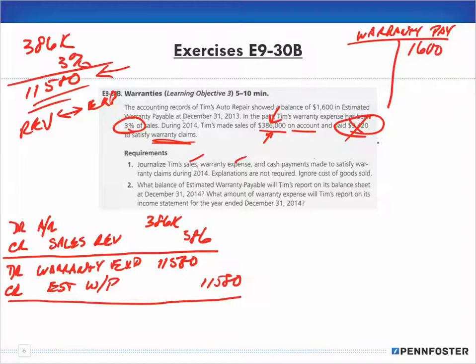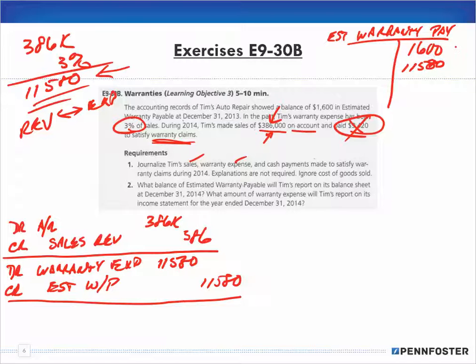We need to, when I post it to the ledger account, remember this is my estimated warranty payable account. When I post it to this account, I am going to credit $11,580. So whatever amount that adds up to is my new balance in the account.